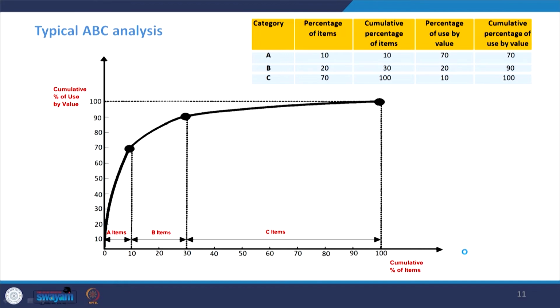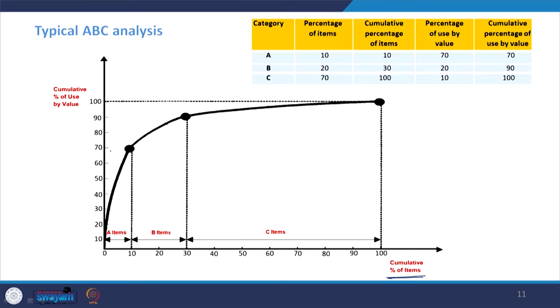So, here we have this graph. On the x axis we have the number of items and on the y axis we have their value, and on the basis of this classification scheme, A items are around 10 to 15%. 10 to 15% are the A items, and they constitute a very high value of inventory items.